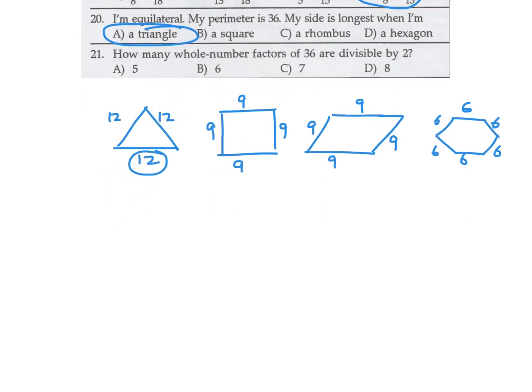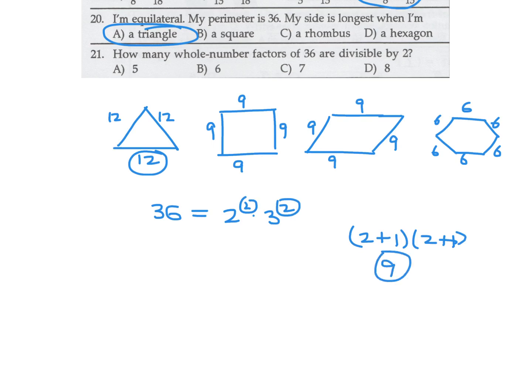How many whole number factors of 36 are divisible by 2? Okay, well, how many factors are there of 36? If you break this into prime factors, it's 2 to the power of 2 times 3 to the power of 2. And that means there's (2 plus 1) times (2 plus 1) factors. So that's 3 times 3, the 9 factors. And those 9, we should be able, without too much difficulty, to list them: 1, 2, 3, 4, 6, 9, 12, 18, and 36. So is that 9? 1, 2, 3, 4, 5, 6, 7, 8, 9.